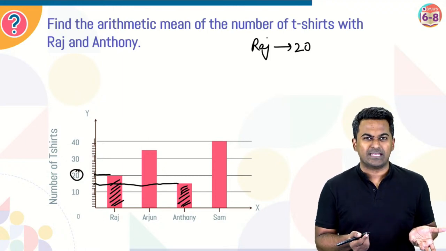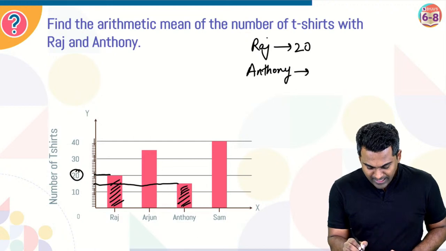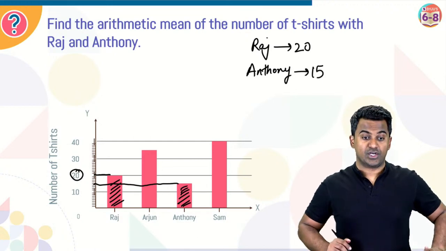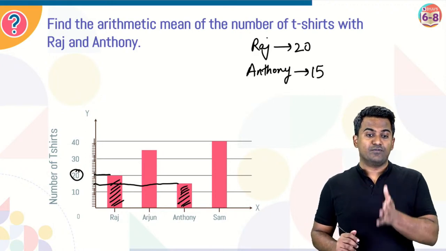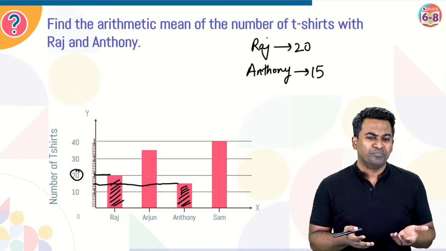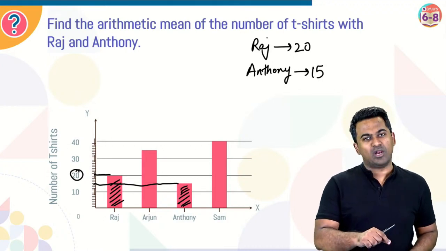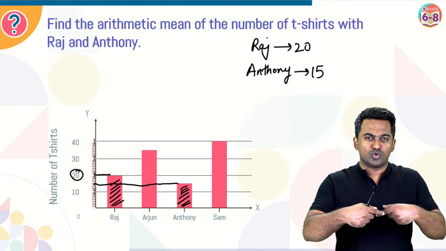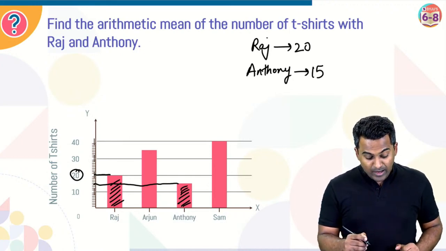So I can go ahead and take that as a 15. Yes. So Anthony has 15 t-shirts, right? Raj has 20. Anthony has 15. Anirudh says 16. That's not going to be a big issue because the numbers are fairly small. I understand it. You may not be able to zoom in and check out what the accurate number is going to be. Okay. Now we need what?